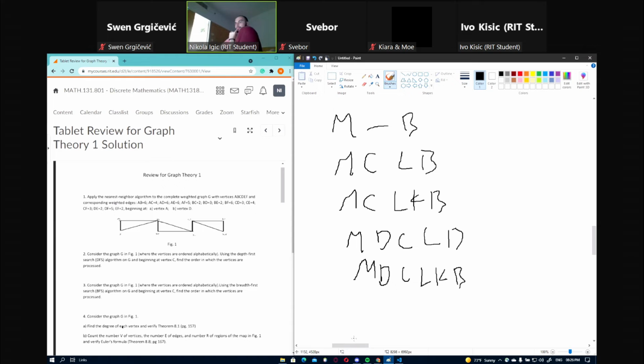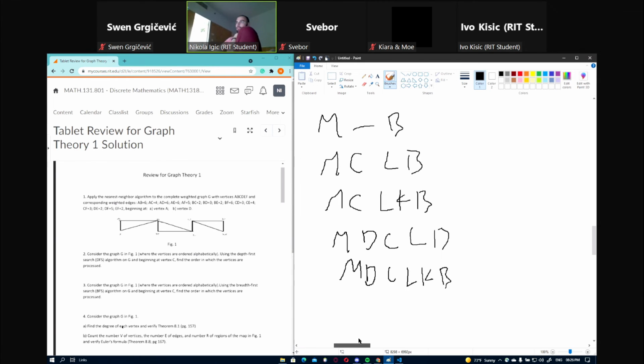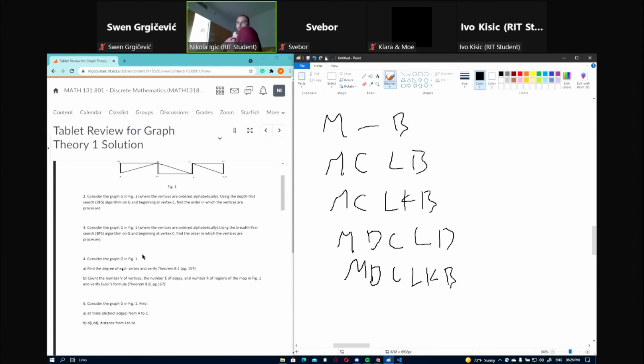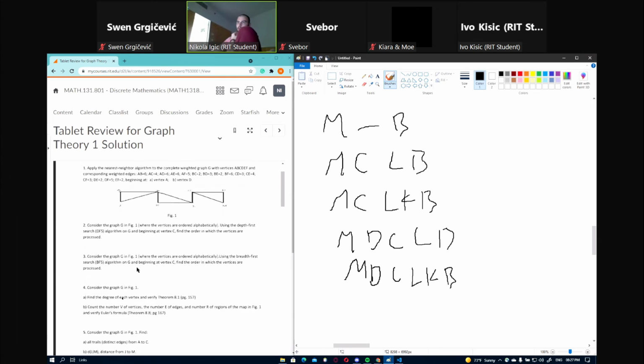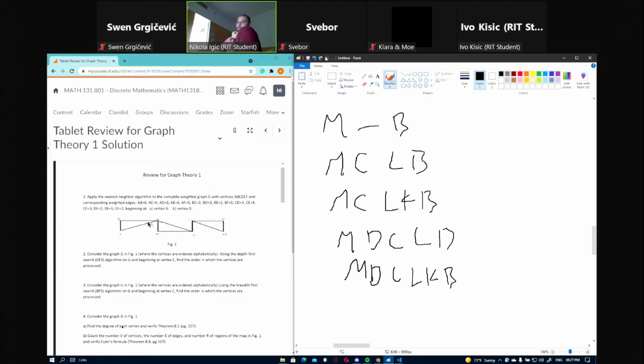I think it's a pretty intuitive exercise. Am I right? Yeah, it's easy. And the last question is the distance from J to M. And that means the shortest path from J to M. You just write it down.